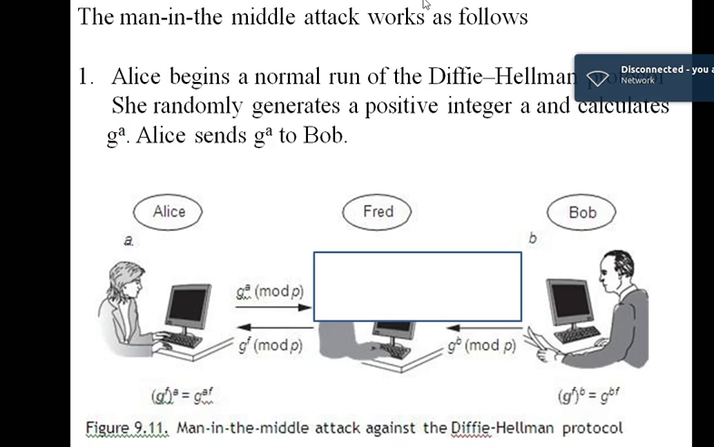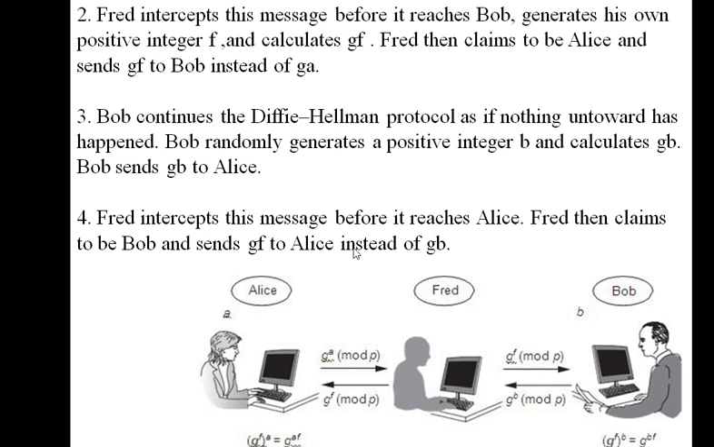Alice begins a normal run of the Diffie-Hellman. She randomly generates a positive integer A and calculates G^A. Alice sends G^A to Bob. Okay, Alice sends G^A to Bob. And Fred, that is the interceptor, intercepts this message before it reaches Bob, generates his own positive integer, that is F, and calculates G^F. Fred then claims to be Alice and sends G^F to Bob.